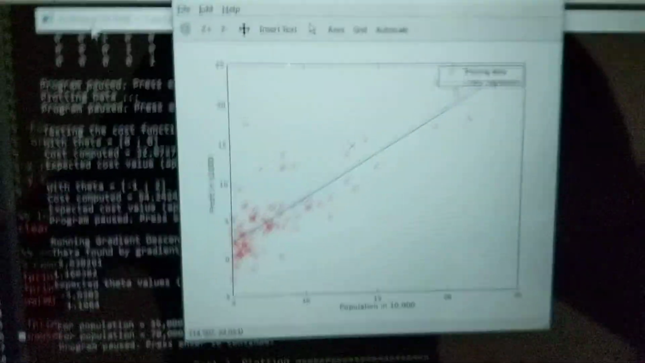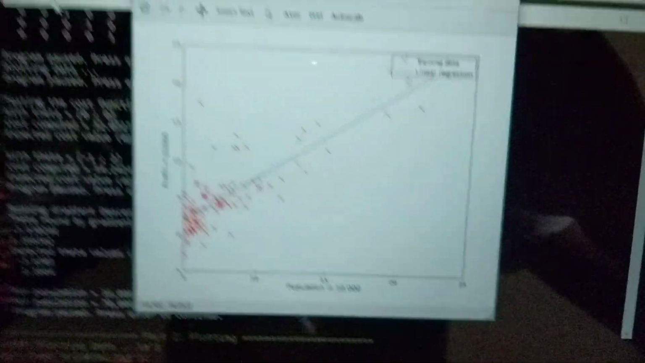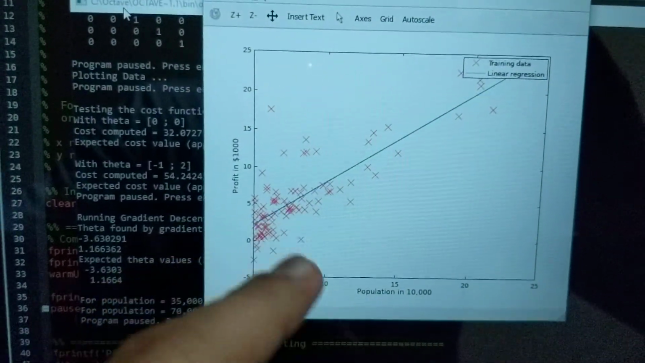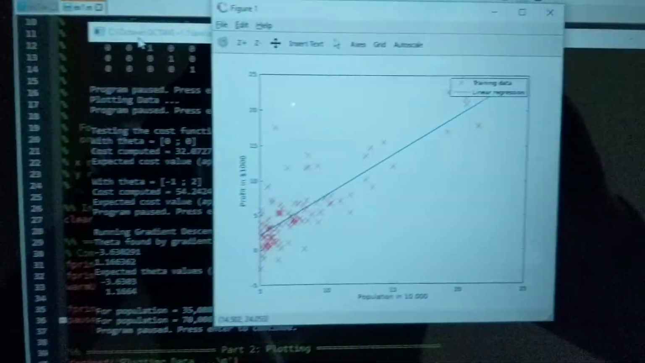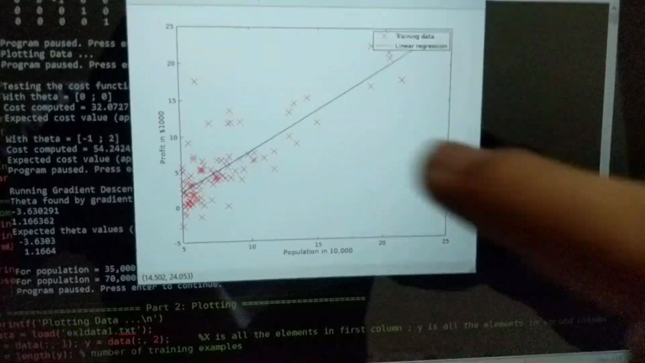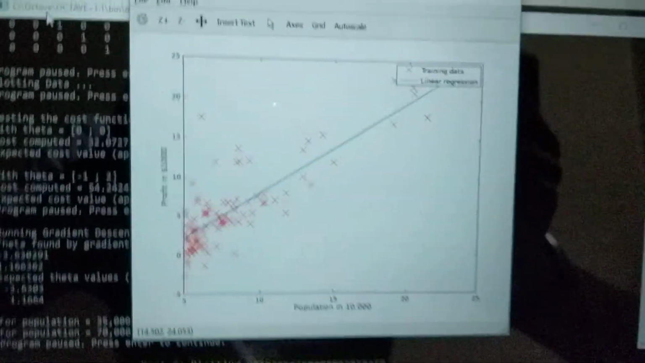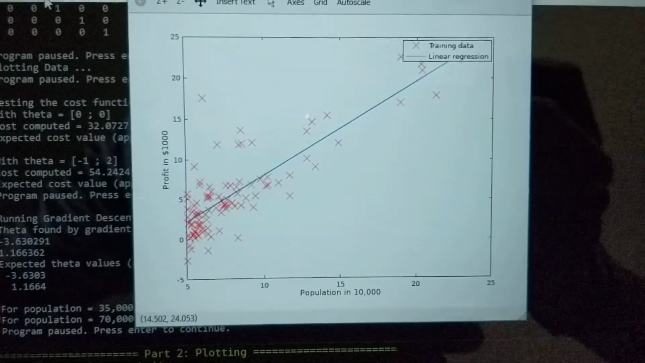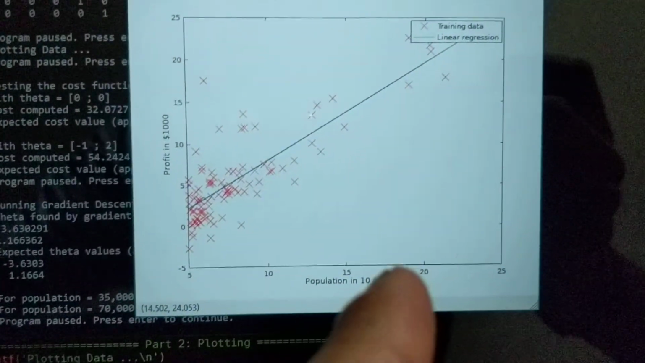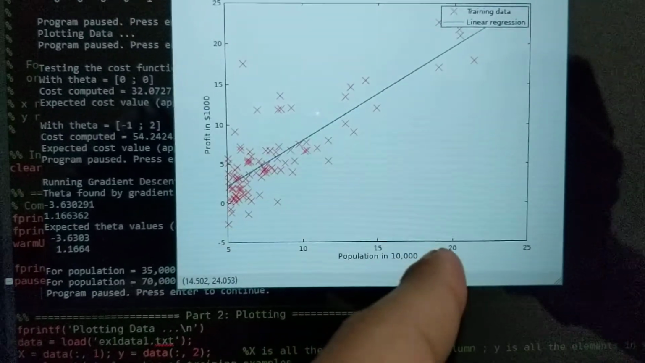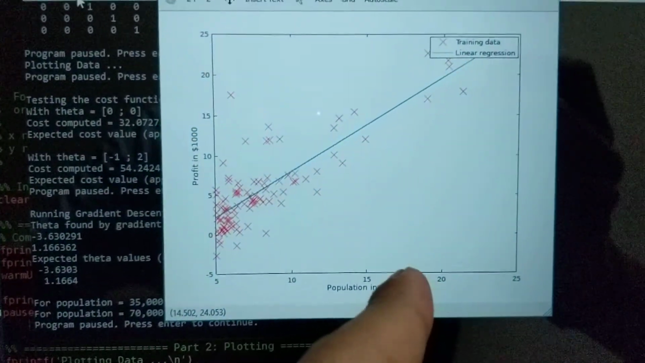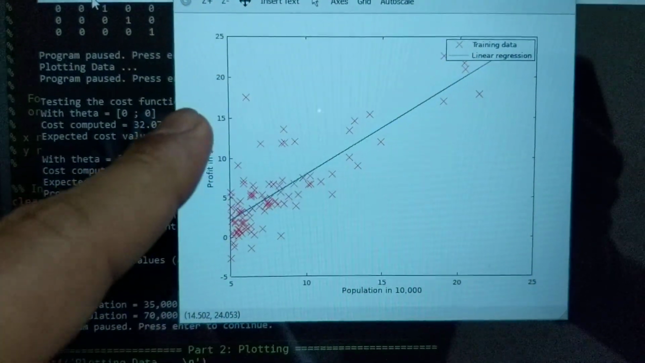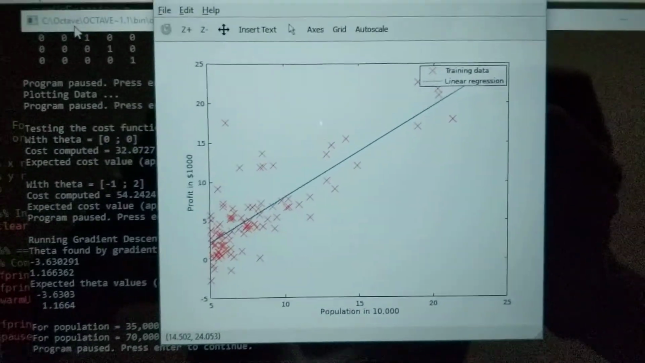What the algorithm did was it plotted the hypothesis line, and then it measured the errors between the line and the points, and it minimized the errors using gradient descent, and then it plotted the line that is the best fit. So now, if you want to know what's my expected profit if I place my food truck in an area which is approximately 17,000, you can easily correlate it up top, and you can say that it's around $15 or $17,000.